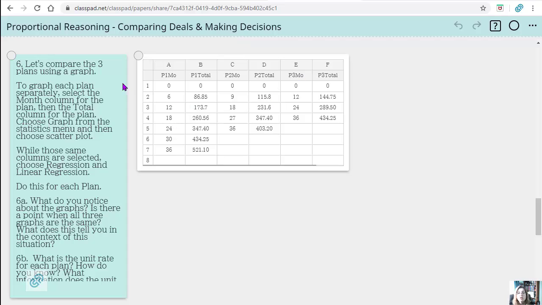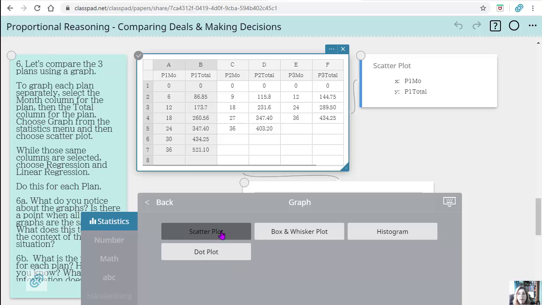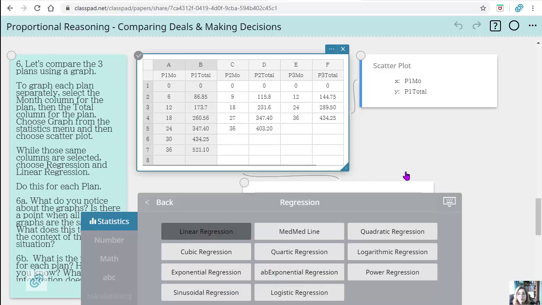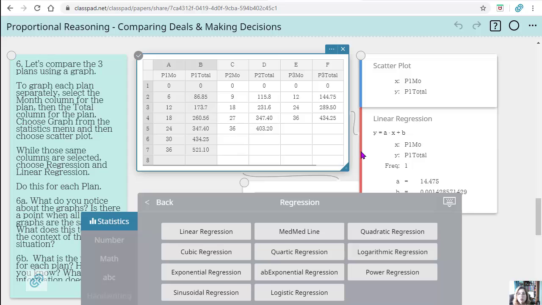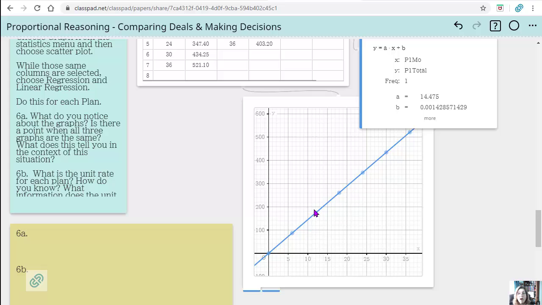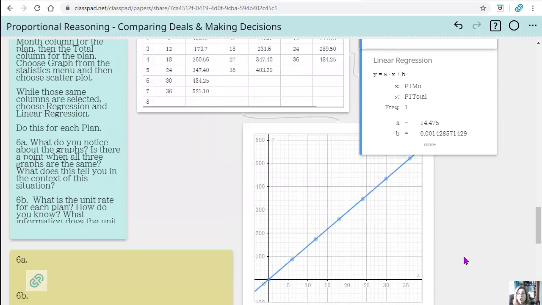Now we're going to use this one to do our last thing, which is let's look at the graphical representation of this. So they're going to basically graph each one as a scatter plot, and then also do a linear regression for it. And I want to make sure the linear regression matches the plotted points. So here is a graphical representation of plan 1, right? So this is plan 1. And it's linear because it's going up at a constant rate. Every 6 months, we pay 3 payments that total $86.85. So that is our constant rate, correct?